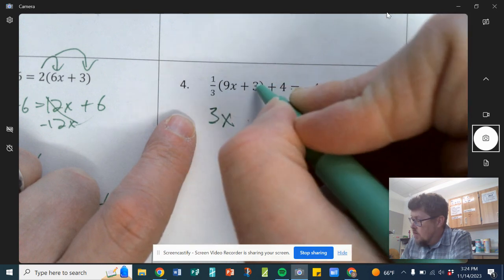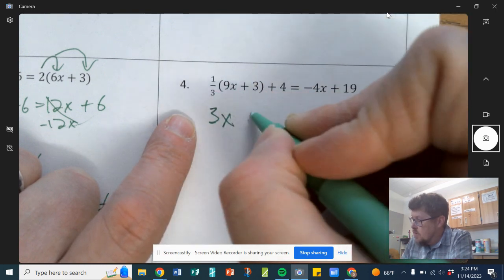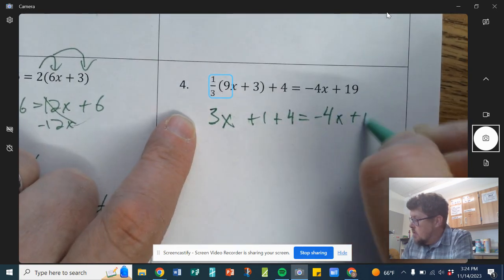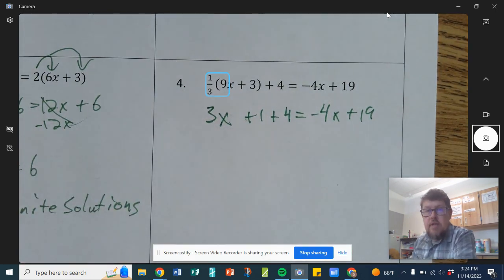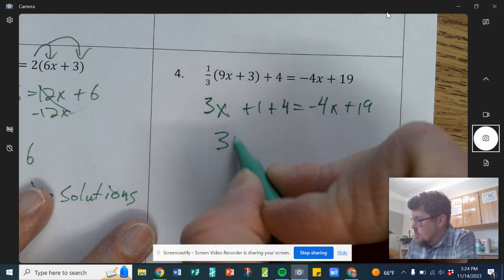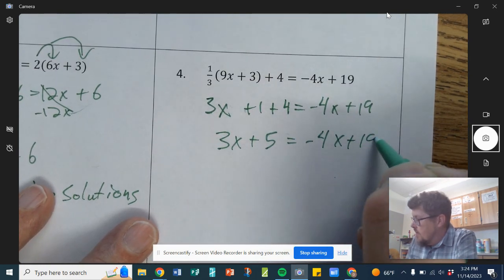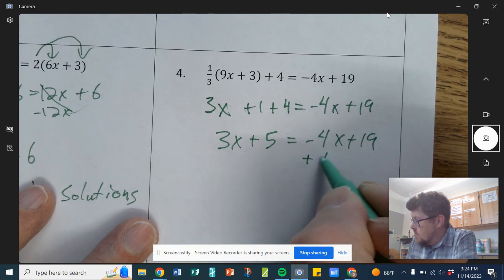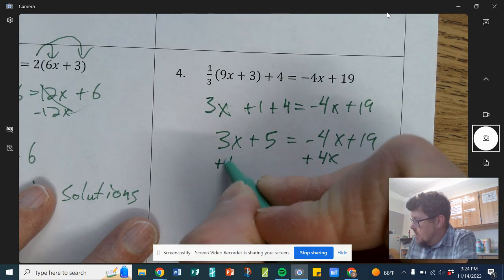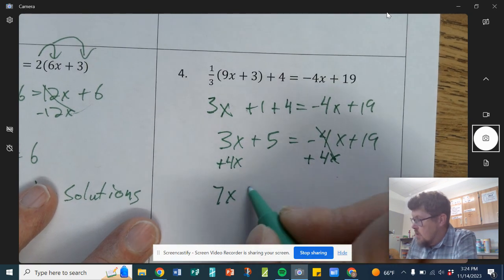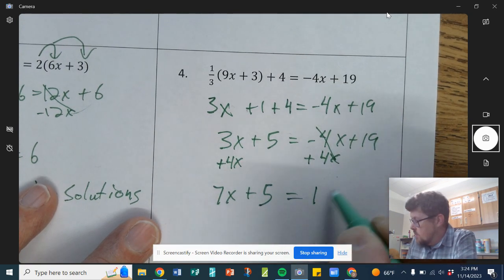Okay, same thing right here. 3 times 1 is 3, and divided by 3 is 1. And then I bring down everything else that I haven't done anything with. I'm going to combine these like terms. So that gets me 3x plus 5 is negative 4x plus 19. And then I like to work with my variables first. So I add 4x. I'm adding because that's the opposite of that subtraction, the inverse. So now down to 7x plus 5 equals 19.